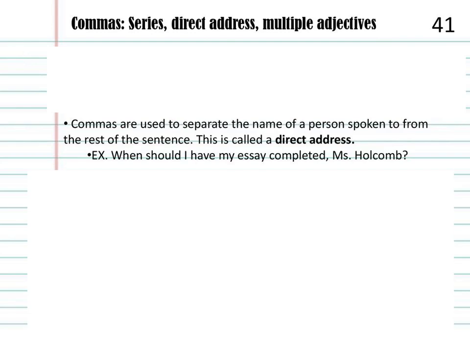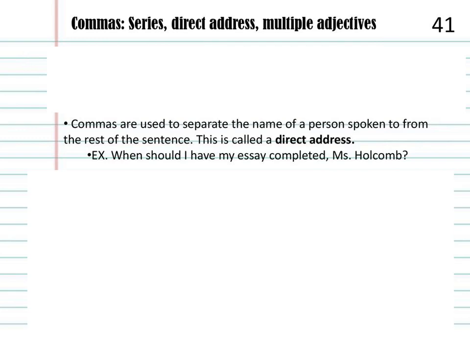This lesson is not about using a comma with the direct address, but I will read this here anyway. Commas are used to separate the name of a person spoken to from the rest of the sentence. This is called a direct address. For example, when should I have my essay completed, comma, Ms. Holcomb? So this person is talking to their teacher. The person I is talking, and this person is talking to their teacher, Ms. Holcomb.